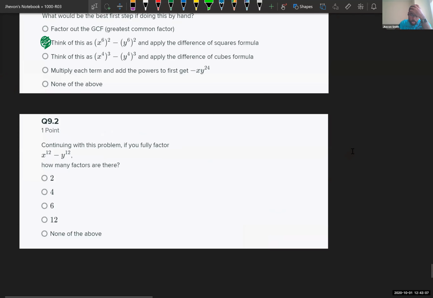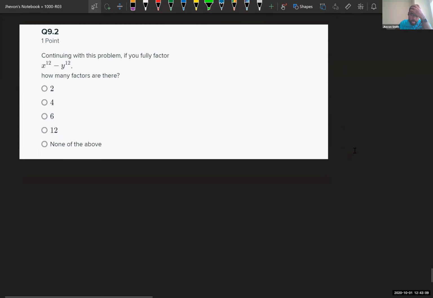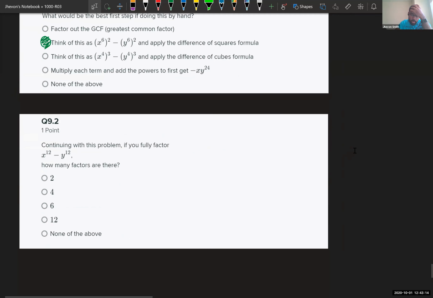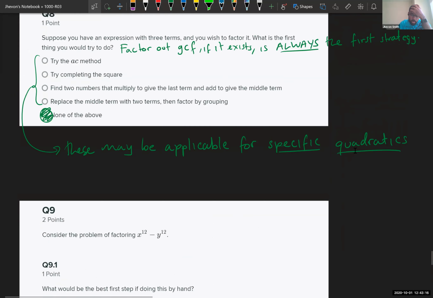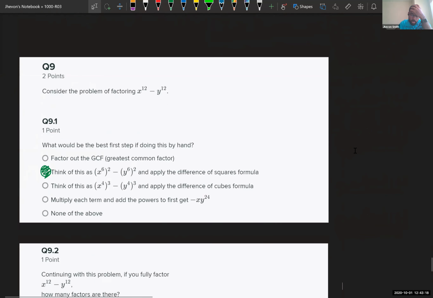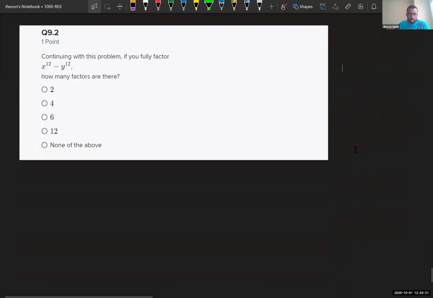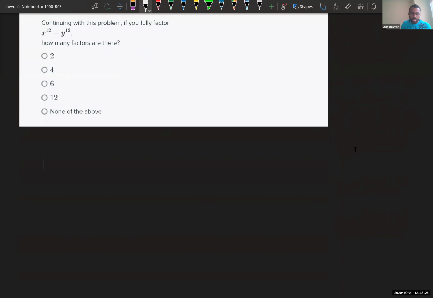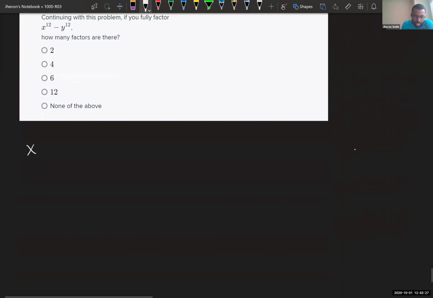Okay, so continuing with this problem, if you fully factor that, what would you get? So I guess at this point, you would have to just fully factor it. So if you have x to the 12 minus y to the 12, like I said, the first thing we would look at is this as x to the 6 squared minus y to the 6 squared.